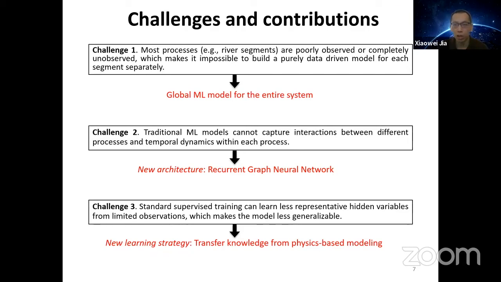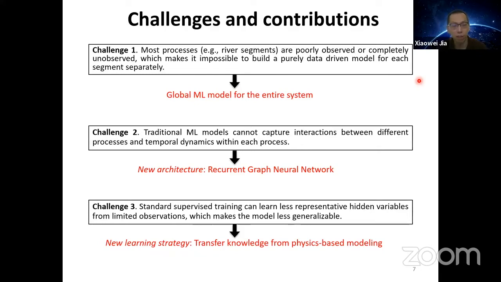And the second challenge is traditional machine learning models cannot simultaneously capture the interactions between different processes or between different river segments, and at the same time capture the temporal dynamics within each process. And to solve this problem, we will propose a new machine learning architecture called recurrent graph neural net.